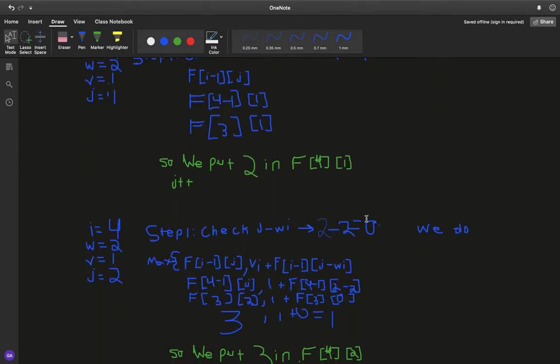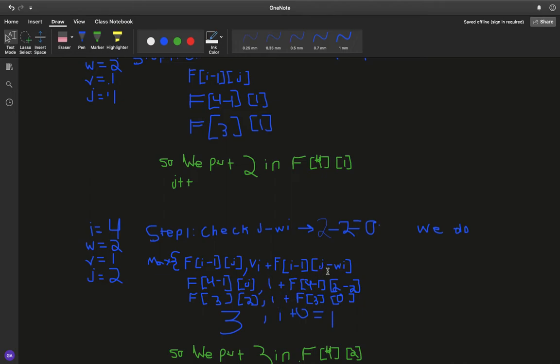2 minus 2 is 0. If this expression is greater than or equal to 0, we do the max. We take the max value between these two equations. So now i changes here. i is 4 and j is 2. And the value is 1 now. We bring all that down.